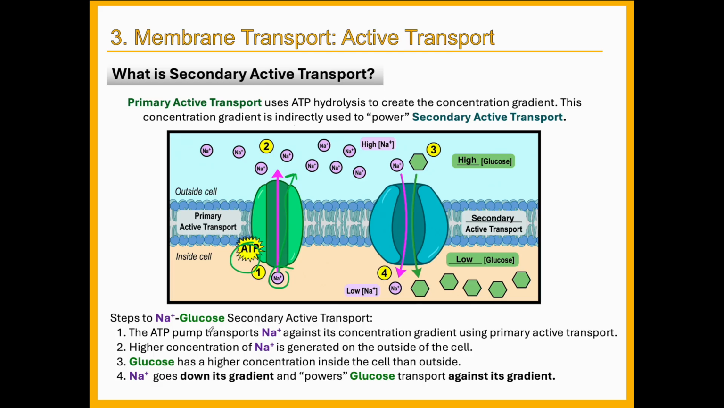Number 1, the ATP pump transports sodium against its gradient using primary active transport. Here I'm using primary active transport to shove sodium to this side, against its gradient, using ATP. The higher concentration of sodium is generated outside the cell, and glucose has a higher concentration inside the cell. In some cases, some transporters want to shove glucose into the body. We are constantly needing glucose, so even if we have high glucose in the body, our body doesn't want to waste glucose. It wants to shove it in the body.